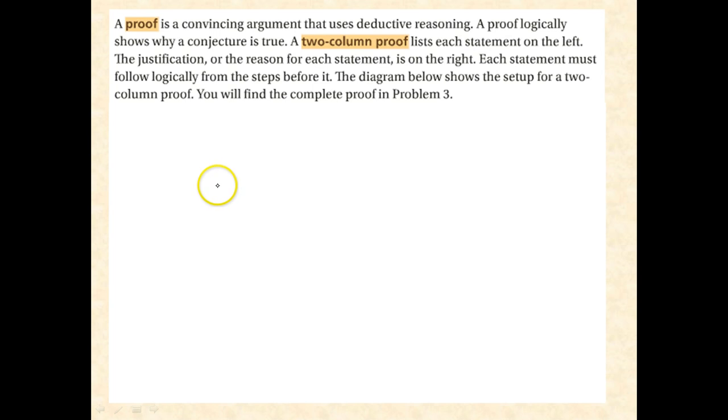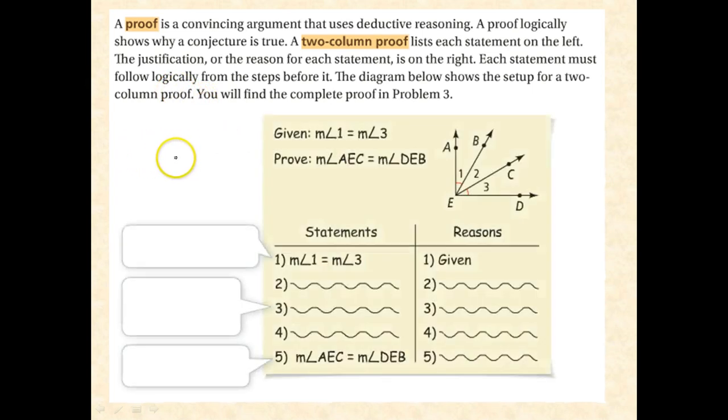All right, now in geometry, we're going to do a lot of proof. Proof is a convincing argument that uses deductive reasoning. It logically shows why something is true. A common way to write a proof is this 2-column proof method. You've probably seen it before in algebra where we write a step on the left and then we write the justification on the right. And in geometry, instead of doing a math problem, we just follow a logical argument. So a 2-column proof kind of looks like thus.